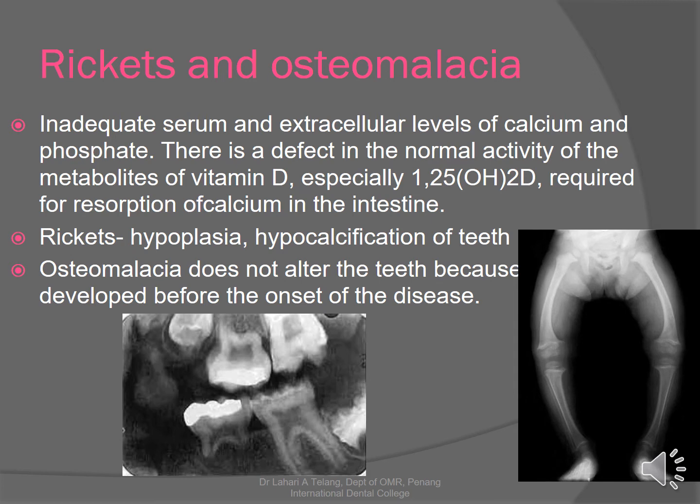Now this is rickety legs. Look at the bow-shaped legs that you're seeing in this child. And of course there are a lot more manifestations. You would have read in general medicine about manifestation of ribs, the pigeon chest, etc. And then here you can see in this image which is showing you teeth that there is a generalized radiolucent appearance of the bone, and the teeth also appear very thinned out.